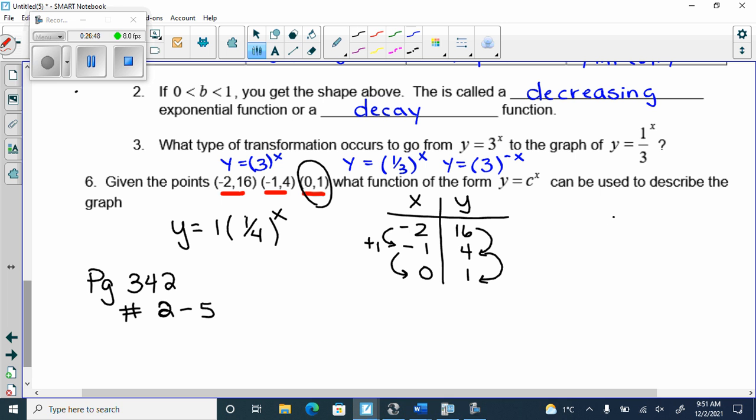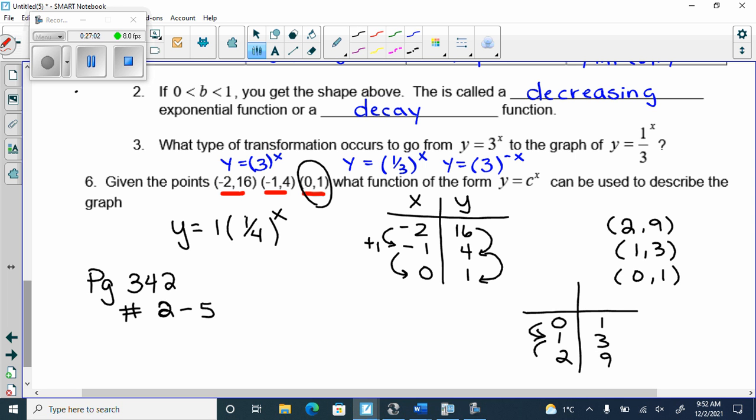So the first one is 2/9, 1/3, 0, 1. So if we want to make a t-table, we go up by 1, correct? So we go 0, 1, 1, 3, 2, 9. Going up by 1, going up by 1. What is happening here? It's tripling. It's going up by 3, correct? And what's my y-intercept at? 1. So what would my equation be? 1, 3 to the x. Do I need the 1 though? No. There, I just did 4a for you.